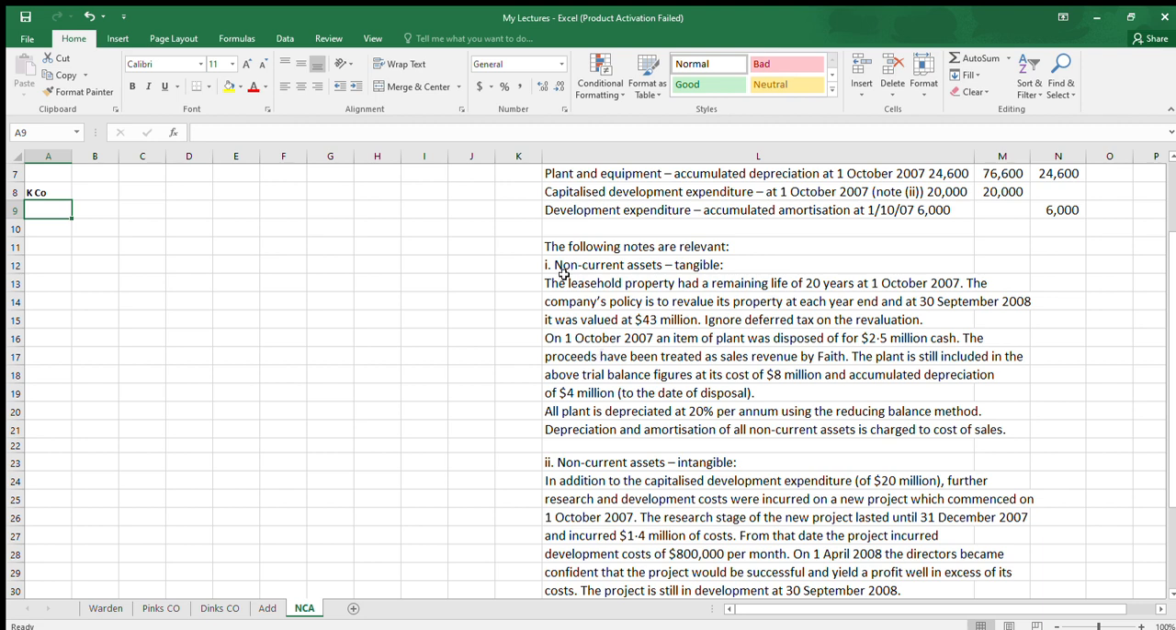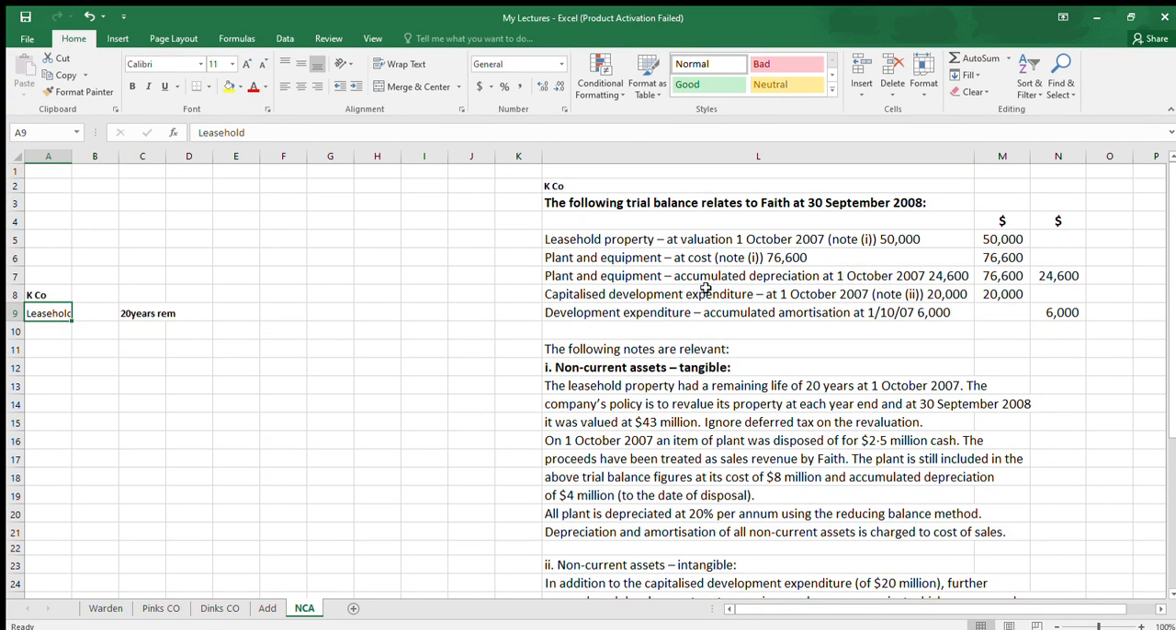The note I says that non-current asset, which is tangible. So the leasehold property had a remaining life of 20 years. Leasehold property, 20 years remaining.